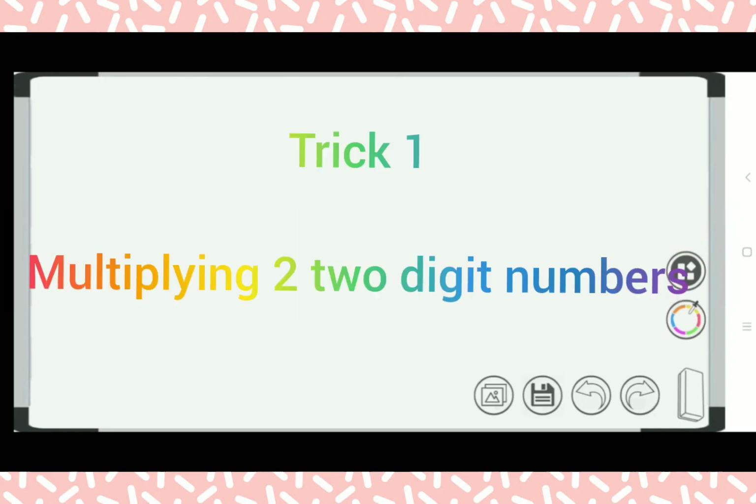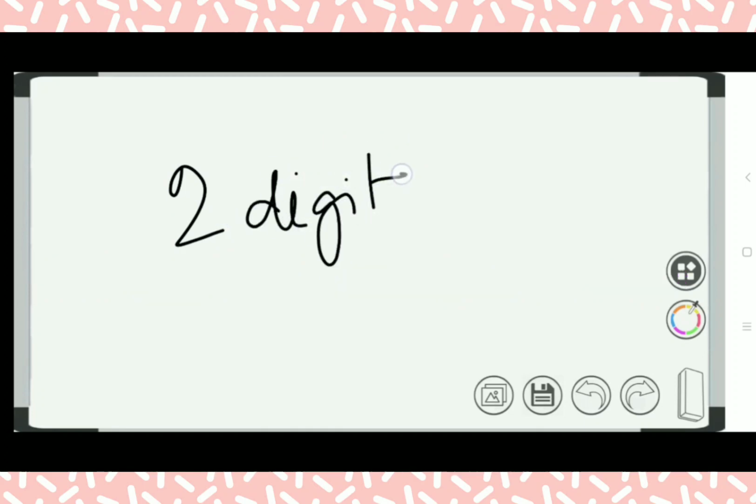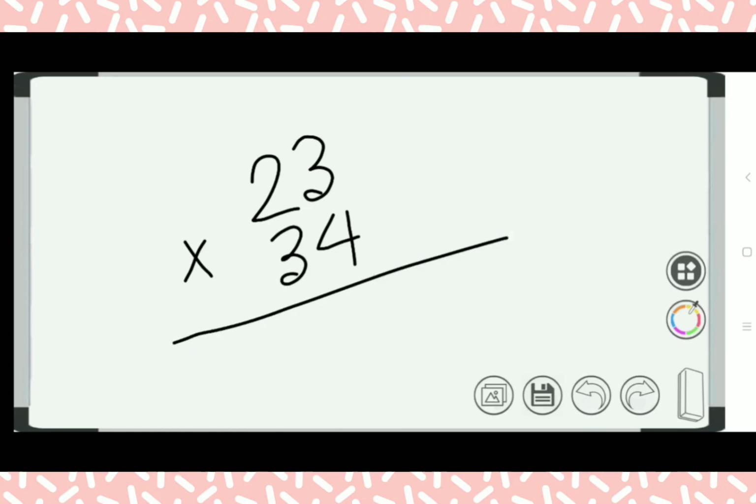First we will start multiplying two-digit numbers, which means we will multiply one two-digit number by another two-digit number. Very simple. How to do this? Suppose we are multiplying 23 and 34. How to calculate it? Very easy steps, just look at it very carefully.